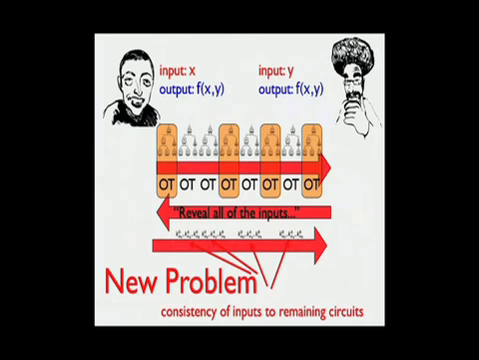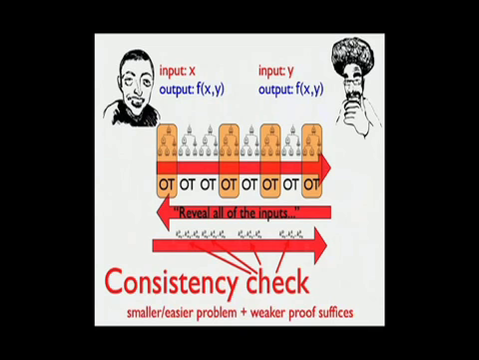So what we have to do is a consistency check, okay? And there are two nice observations about this consistency check. First, it's a smaller problem than checking if a circuit is consistent. This is a huge thing. We're only checking input consistency. And the second really important thing that makes our work special is that we've discovered that we can use a weaker type of proof for this type of consistency check.